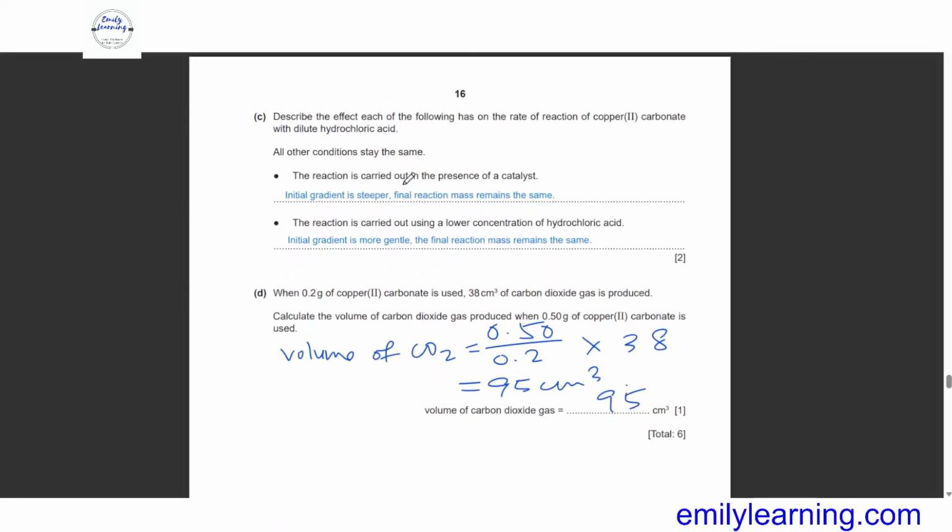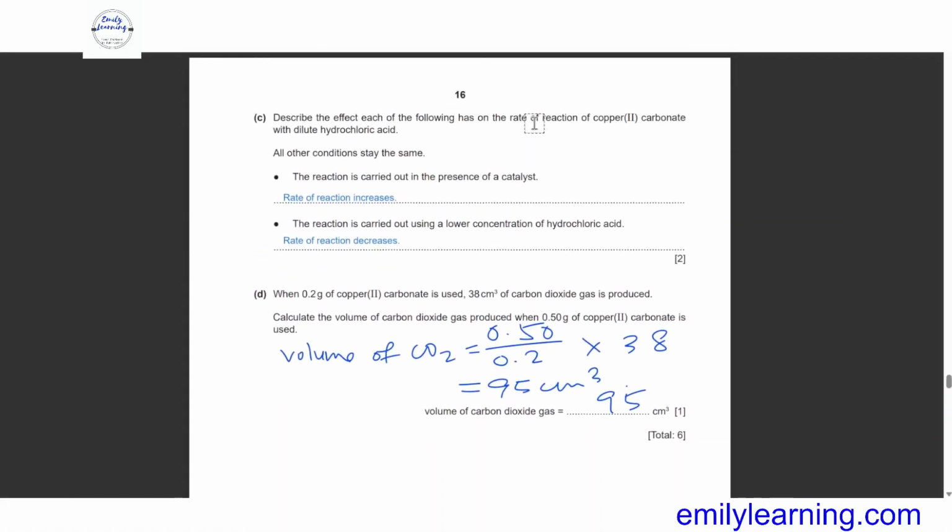Hold on, I want to revisit this question because I read it again. They only ask for the effect on the rate, so I don't need to write so much detail. When the reaction is carried out in the presence of a catalyst, the rate of reaction increases. If the reaction is carried out using a lower concentration of hydrochloric acid, the rate of reaction decreases. You just need to write this way because it's only 1 mark each and they only ask for the effect on the rate of reaction. So just answer the question to the point.